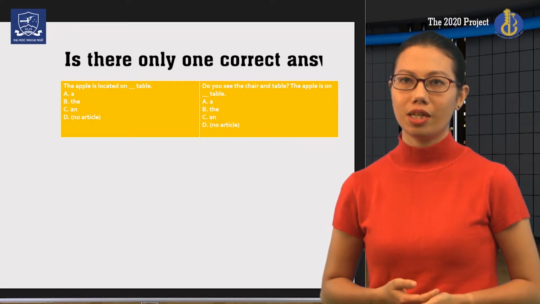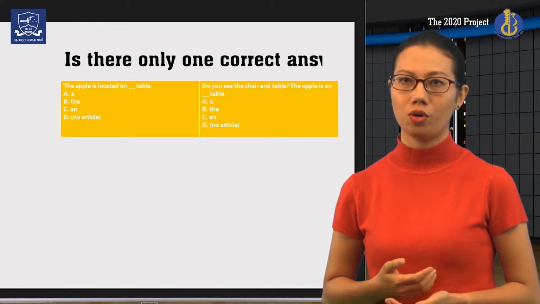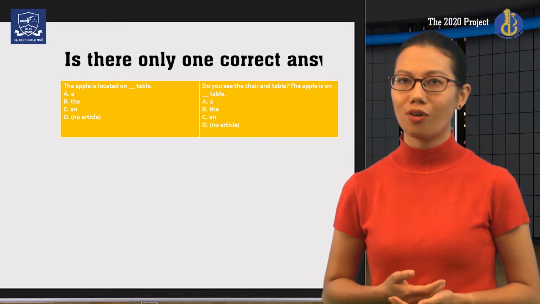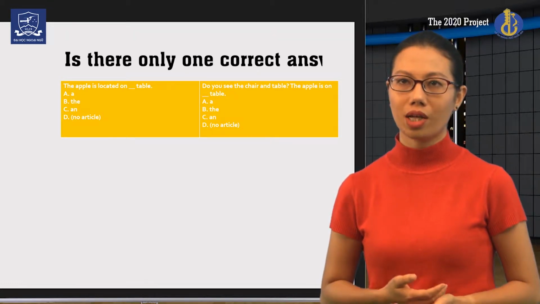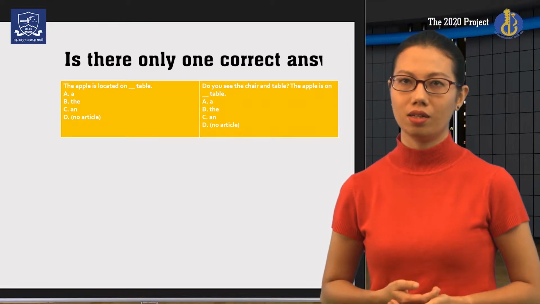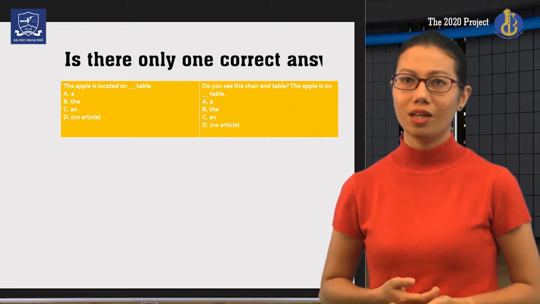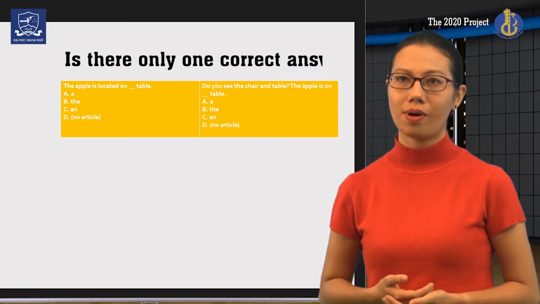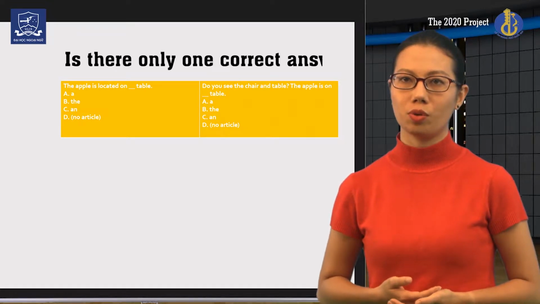For instance, in the following item there are two possible answers, A or C, depending on how the reader sees the context. The apple is located on ___ table. A. a, B. the, C. an, D. no article. That problem can be corrected by clarifying the context so that only one answer will work.